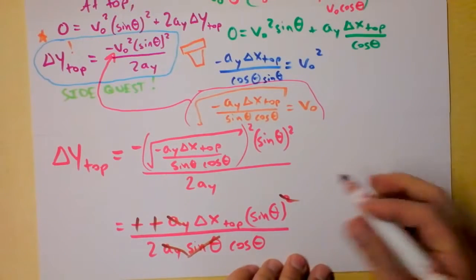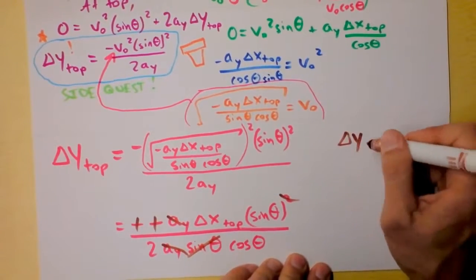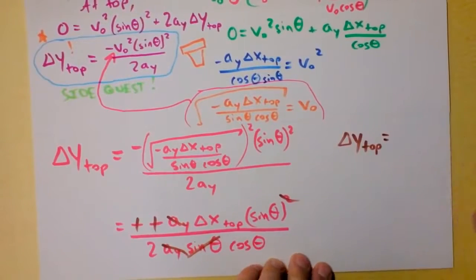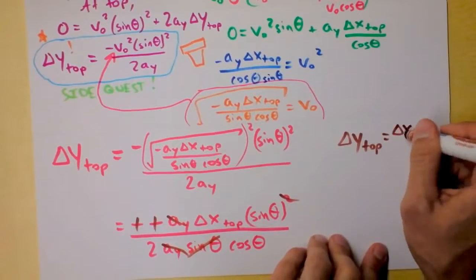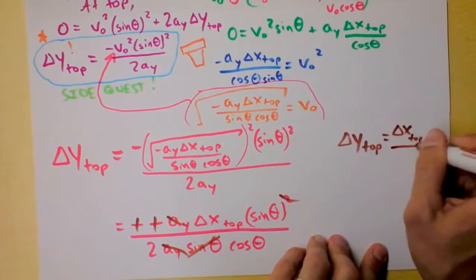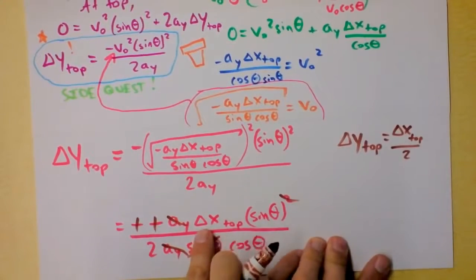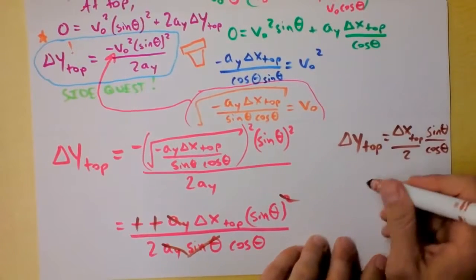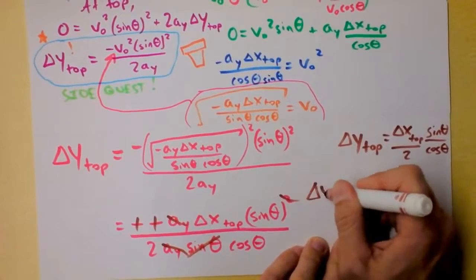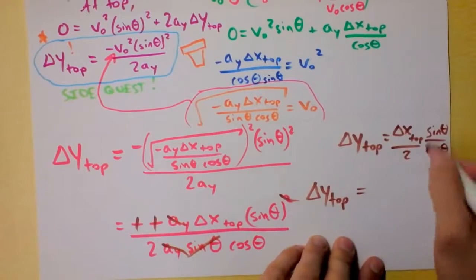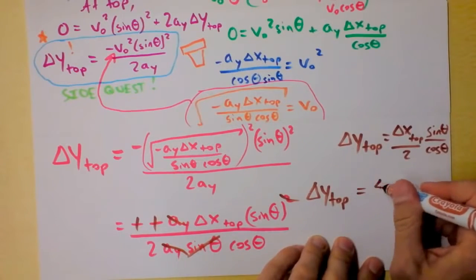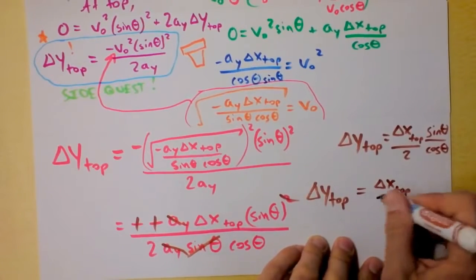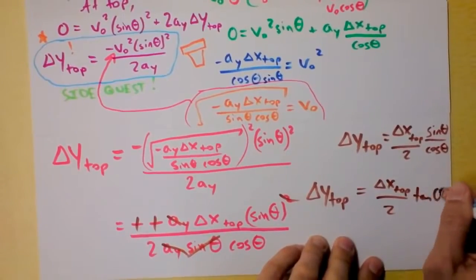And this becomes a much simpler, let's write it over here, delta y at the top is now just delta x at the top divided by 2, see, delta x at the top divided by 2, and then I'm multiplying that by another fraction, sine theta over cosine theta. And my people may remember what sine theta over cosine theta is. That's delta x at the top divided by 2 times the tangent of theta.